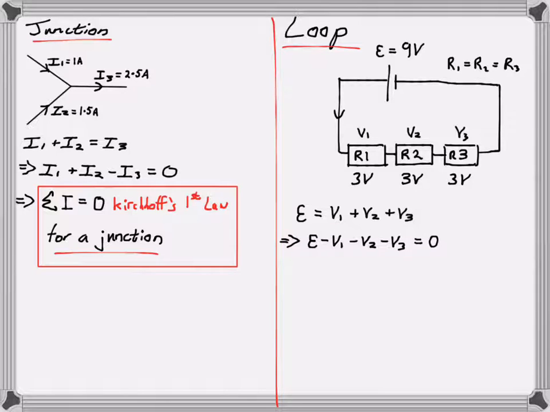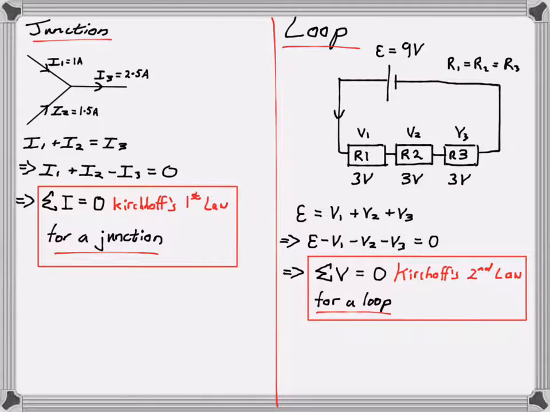all equals 0. So in other words, if you've got an EMF of 9 volts, minus 3 volts for the first resistor, minus 3 volts for the second resistor, and minus 3 volts for the last resistor, that all equals 0. You've used up the full 9 volts from the battery or the cell. So we can say the sum of the voltages equals 0 for a loop. And this is Kirchhoff's second law, so we put that in a box.